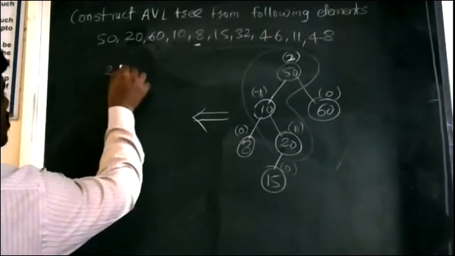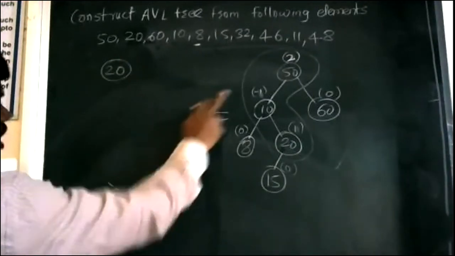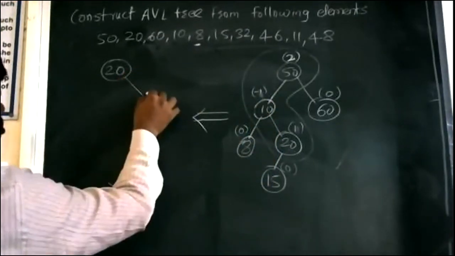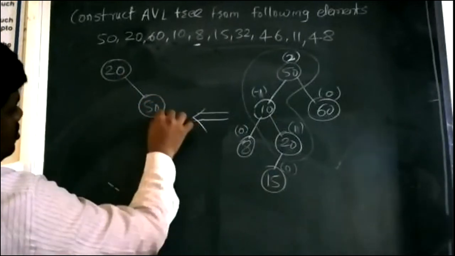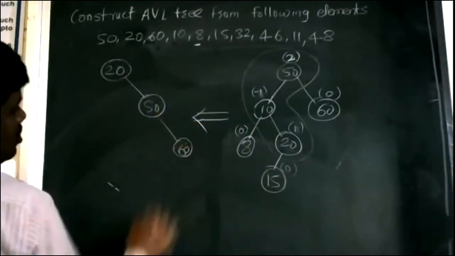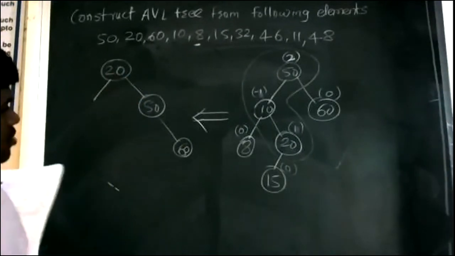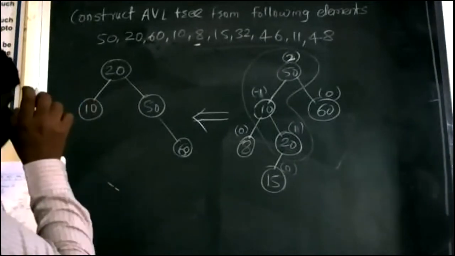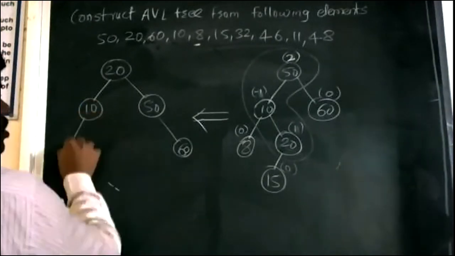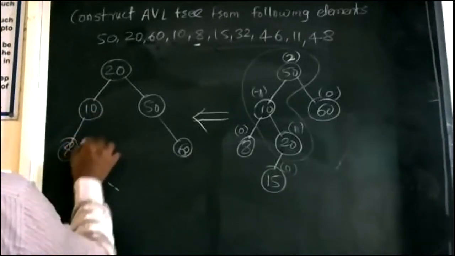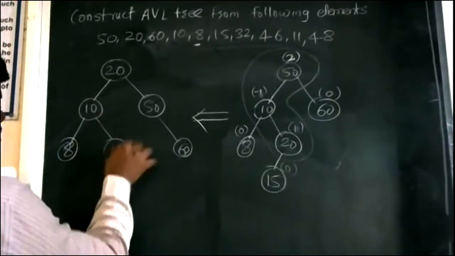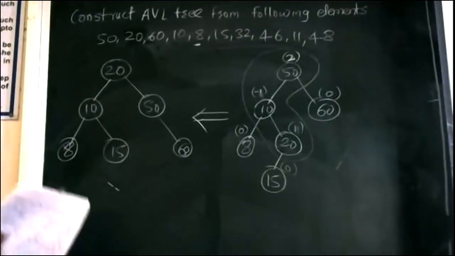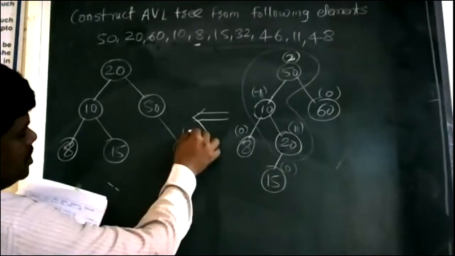So 20 here, right? Now if 20 is here, then at right obviously 50 will be there, and 60 at left of 20. Then 10, 8, and 15. Is it right? Yes, sir. Now what is the balance factor of 60?